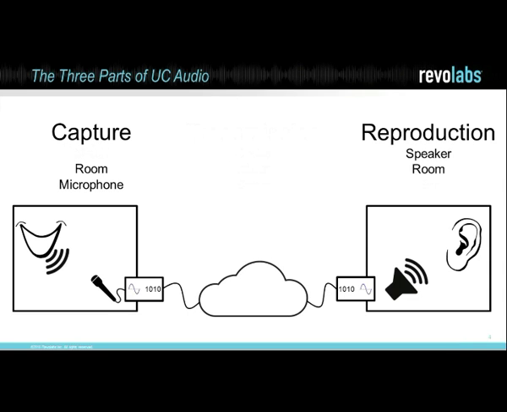So what we really want to talk about today is the area that Revo Labs focuses on, which is how does the room affect that capture, and how can we do things with the microphone to create the best capture that then, once it's transmitted, comes out through the speaker in a way that can be heard and understood, and then how does the room, again, affect that before it reaches the ear.